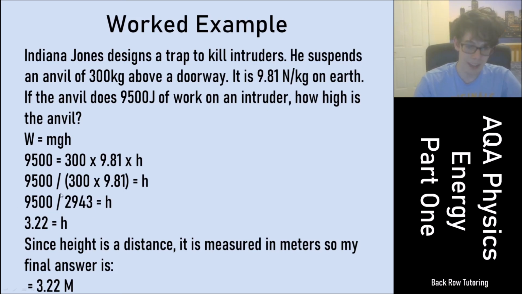9,500 divided by 2,943 gives h. So h, our height, is 3.22. And since height is a distance, it's measured in meters. So my final answer is 3.22 meters.